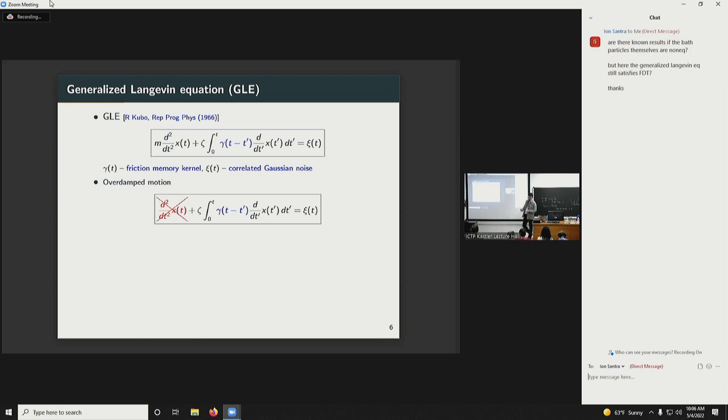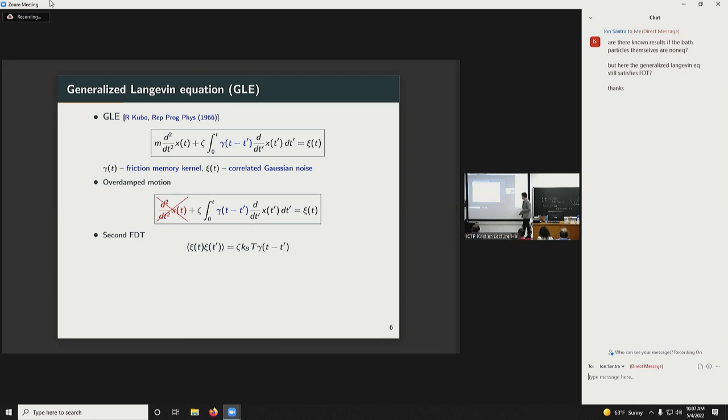But if the mass of the particles of the environment is comparable with the mass of the particle immersed in this environment, then instead of the delta function, we have some memory function gamma. In many cases, if this friction term is much higher than the inertial term, we can simply neglect this inertial term and easily solve this Langevin equation.